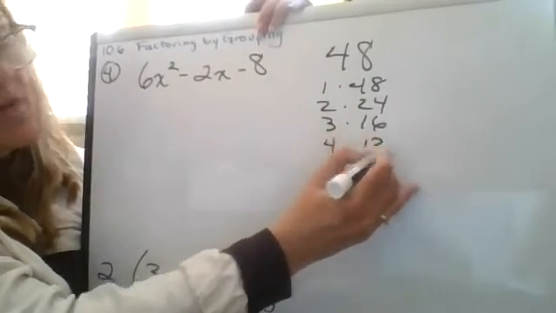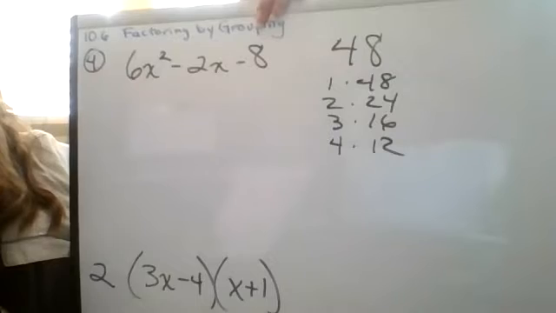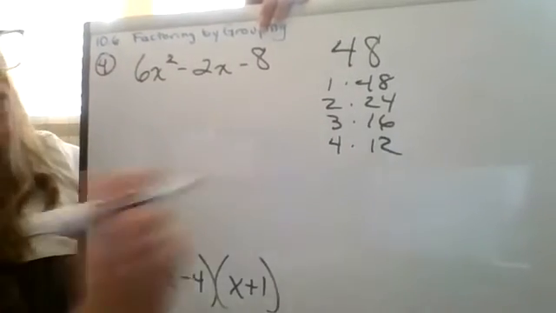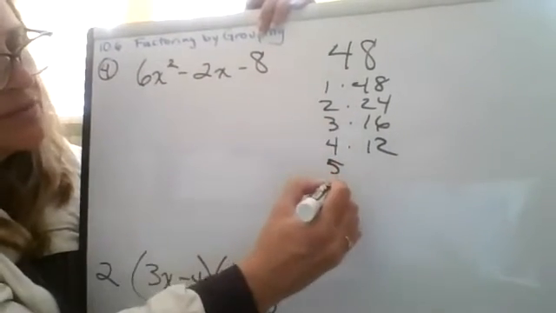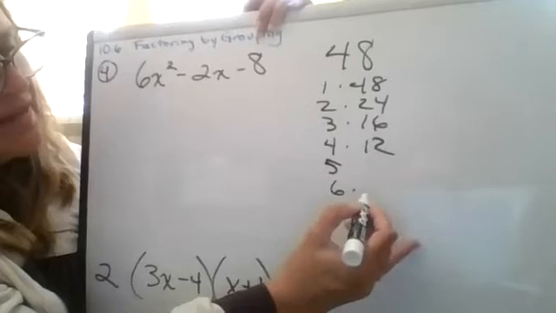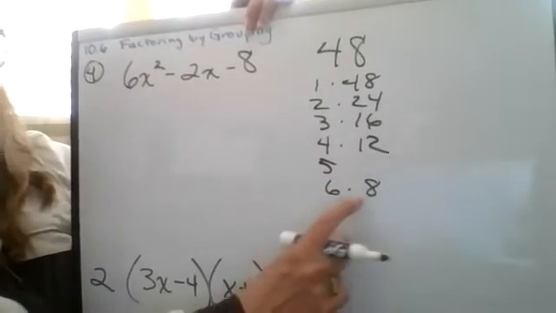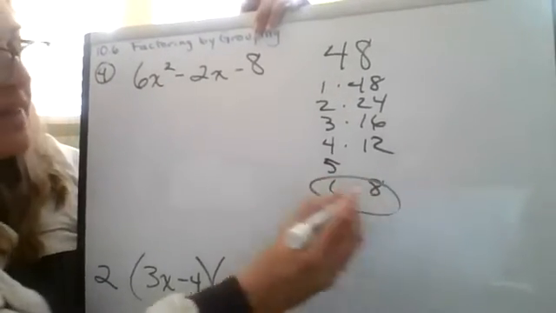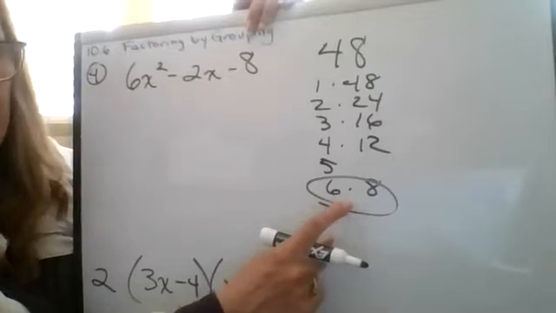Oh, of course, I have 4 and 12. And let me just say 5, of course, doesn't work. I'm still doing my counting numbers. But then I've got 6 and 8, right? And look at that. If I subtract those 2, yes, I get a 2. So these are the magic ones.